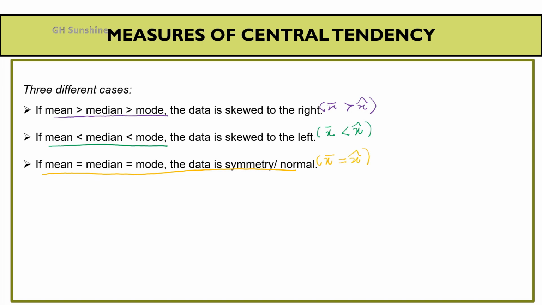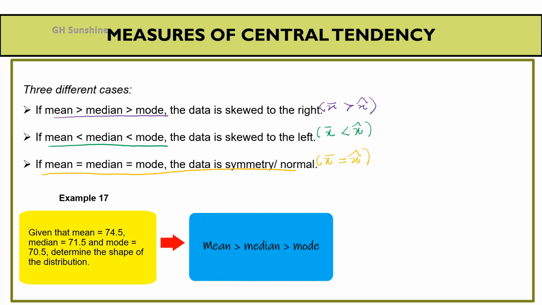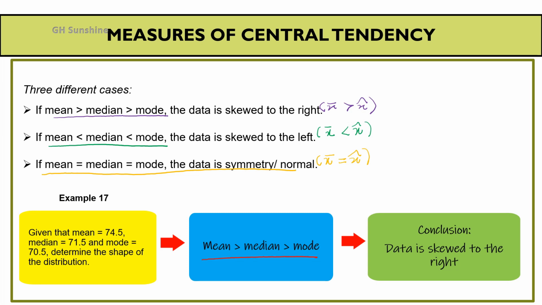Let's look at this example. Given that mean equal to 74.5, median equal to 71.5, and the mode value equal to 70.5, determine the shape of the distribution. So using these three M's, mean, median and mode. So mean greater than median, greater than mode. Therefore, data or distribution is skewed to the right.